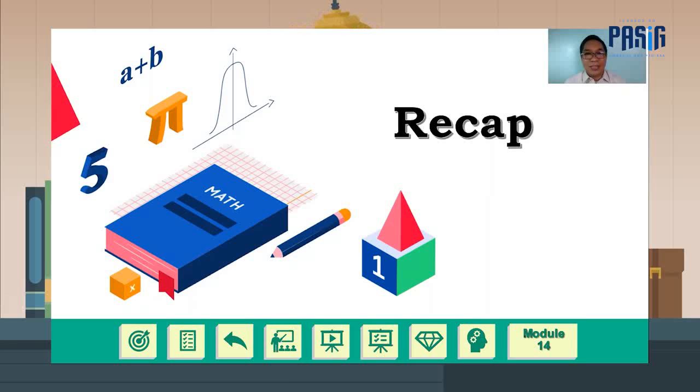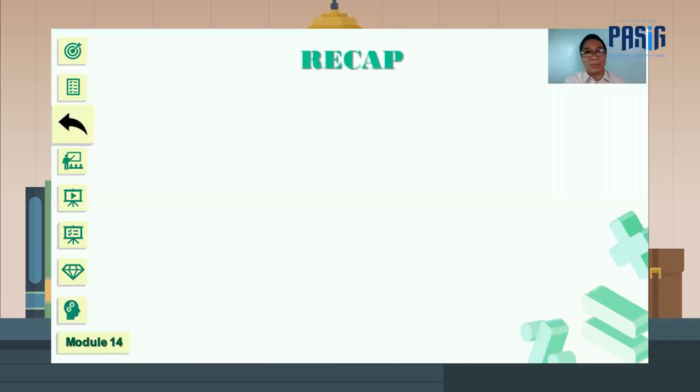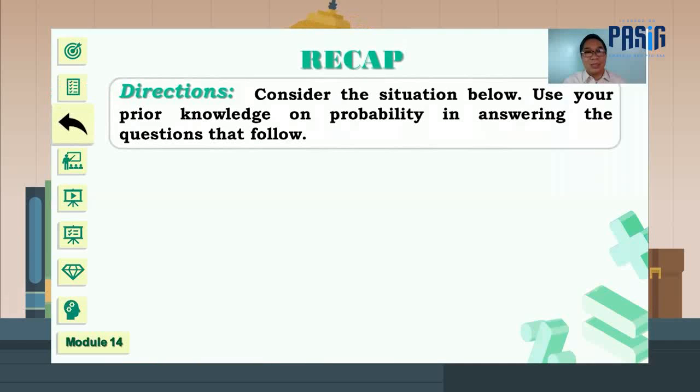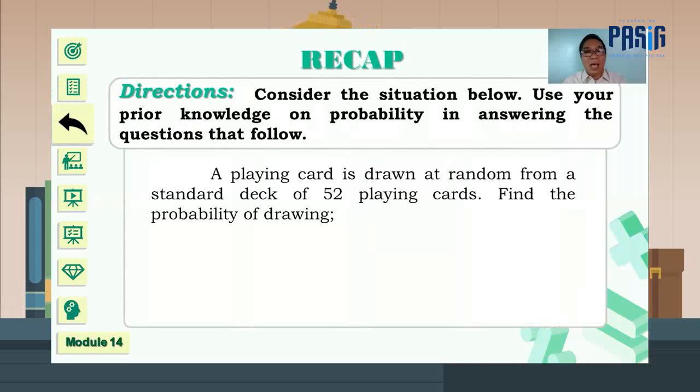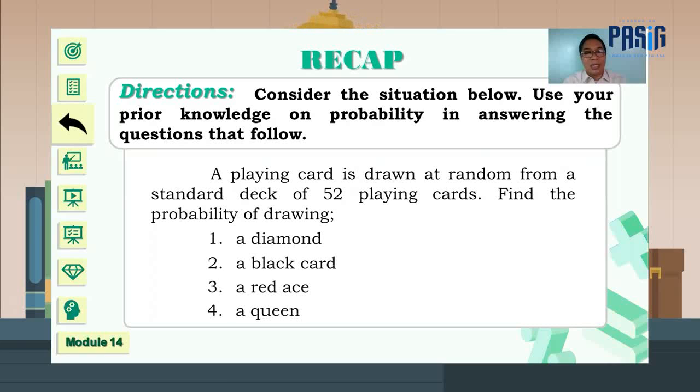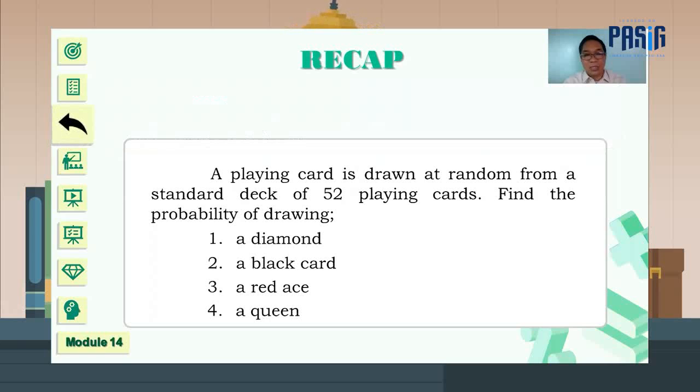In Module 13, you had the simple probability. I'm just hoping that you still remember the simple probability. So let us recall your knowledge about simple probability. A playing card is drawn at random from a standard deck of 52 playing cards. Find the probability of drawing a diamond, a black card, a red ace, a queen.